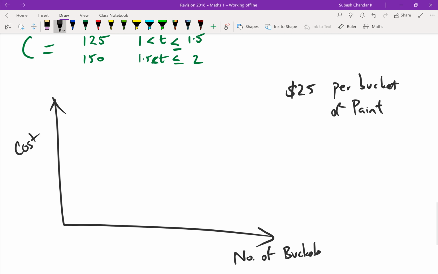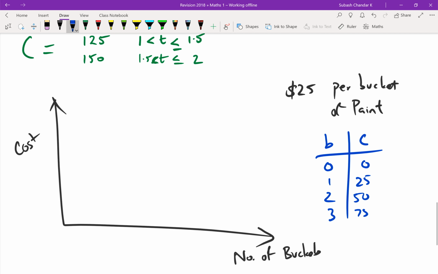Okay, so here's my rough sketch. But before I do that, I'm going to create a little table here. So that's going to be my buckets, and that's going to be my cost. So if I have 0 buckets, $0, 1, it's 25, 2, it's 50, 3, it's 75, and so on. So, roughly putting this, I did ask you guys to just sketch it. So that's 25, 50, 75. So if I look at my 3 points, just roughly, right now, it's there. So with this one, that's what the equation looks like. The graph looks like. Am I correct?